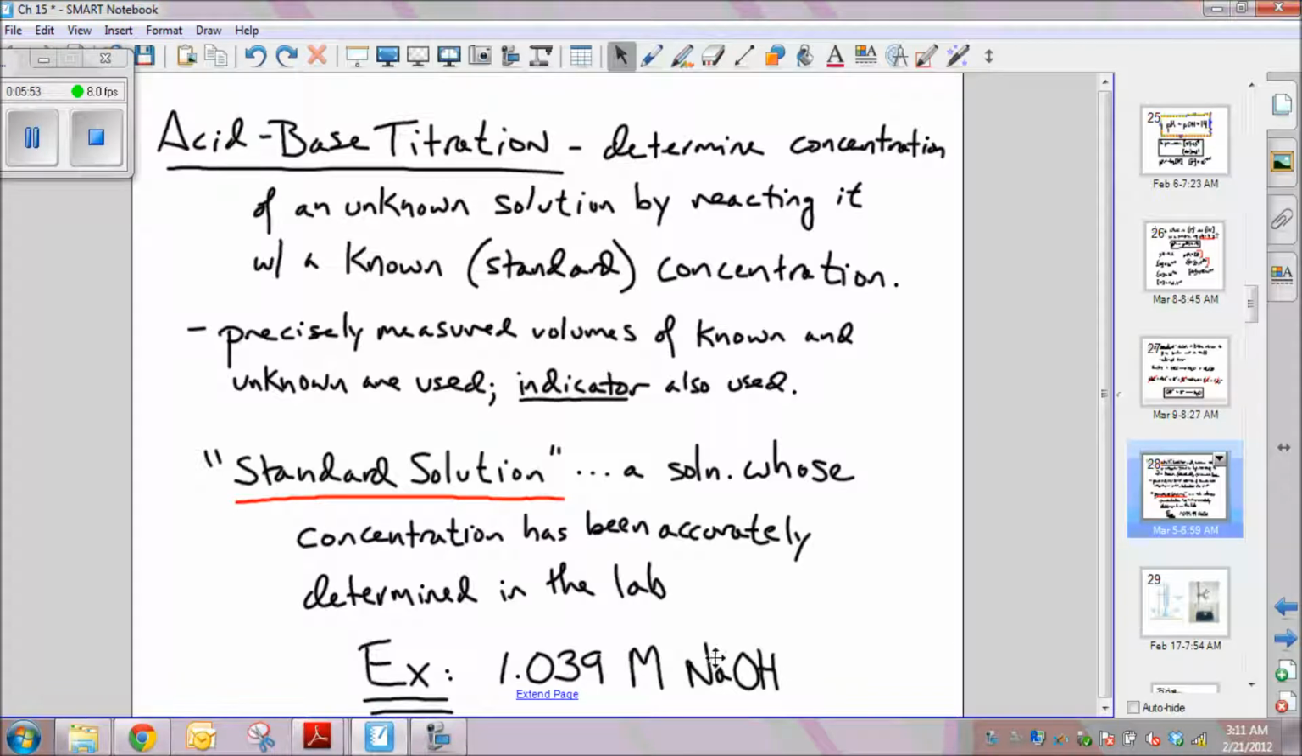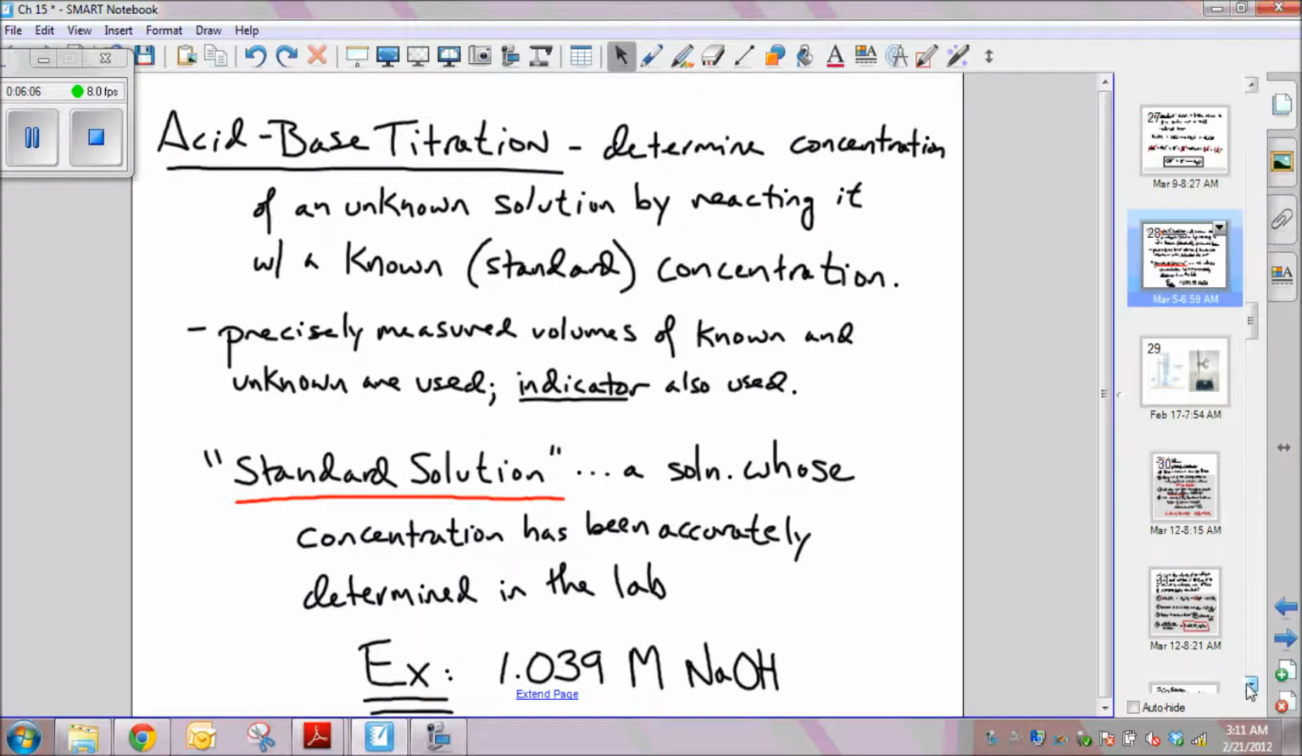So here's an example. Something that we might use as a standard is 1.039 molar sodium hydroxide, and you've not seen anything past the tenth of a molar in precision of determination, precision of concentration. You've not seen that yet. So a standard solution is something that's very carefully determined.